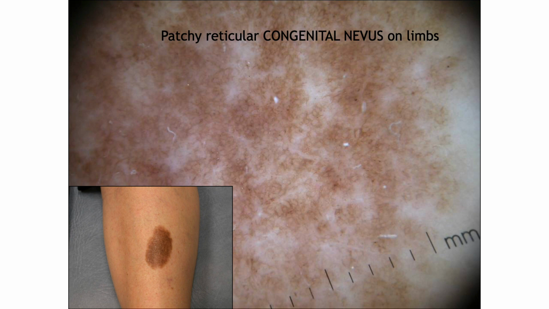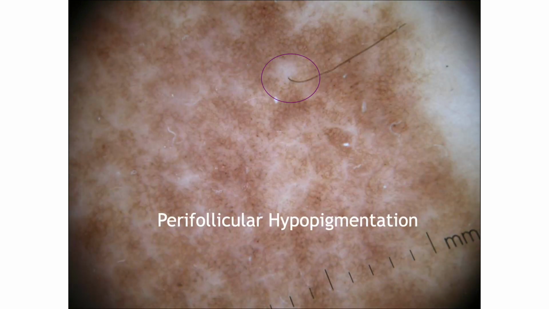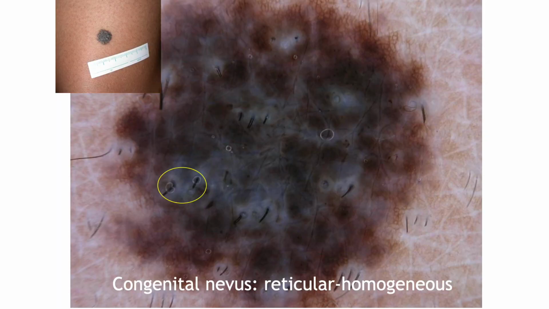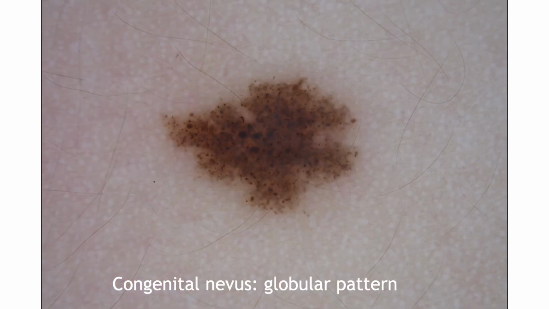Sometimes they can present this very typical patchy reticular pattern, most of them on the limbs, with this hypopigmentation surrounding the follicular openings, and sometimes the opposite with these, again, terminal hairs, typical of congenital nevus, with this reticular and homogeneous blue, white, and black pigmentation, or in this case, with these terminal hairs and with this hyperpigmentation, which is the deep component of this congenital nevus.